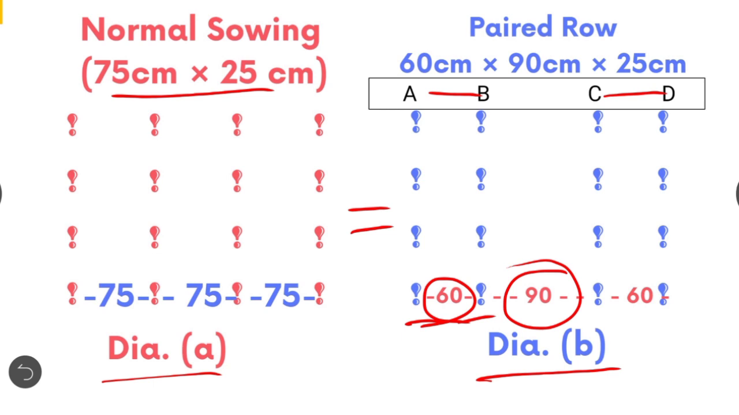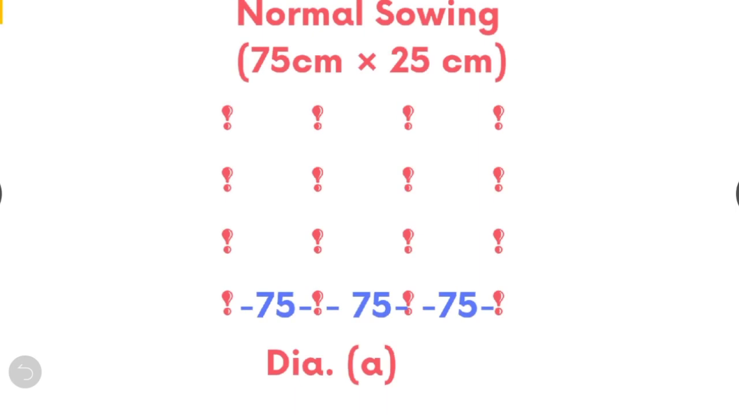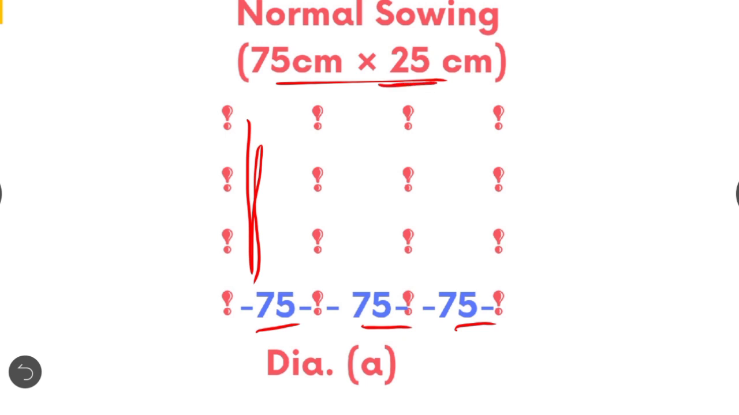For example, normally maize is sown at a spacing of 75 cm into 25 cm, as shown in diagram A. It means all the rows are equally spaced at 75 cm interval, and within the row, plants are uniformly spaced at 25 cm interval.